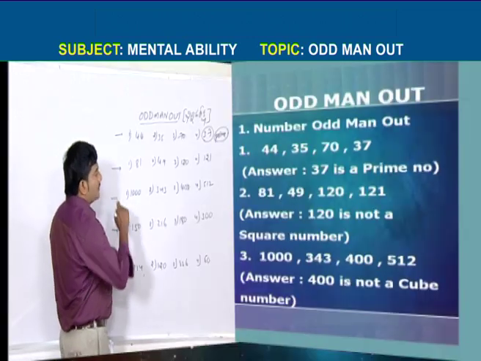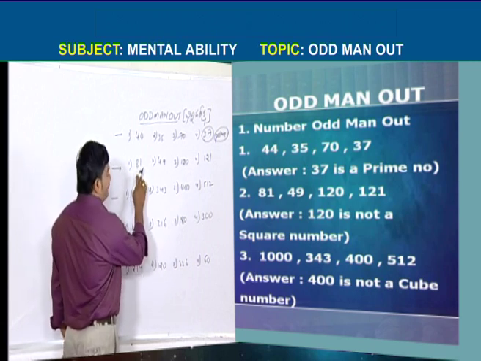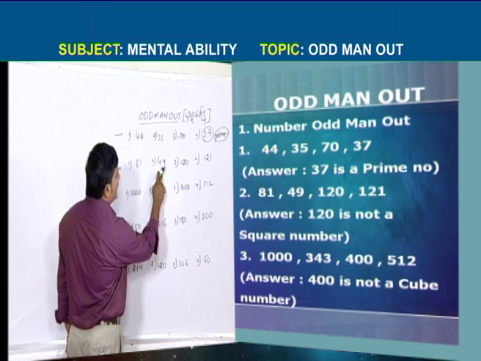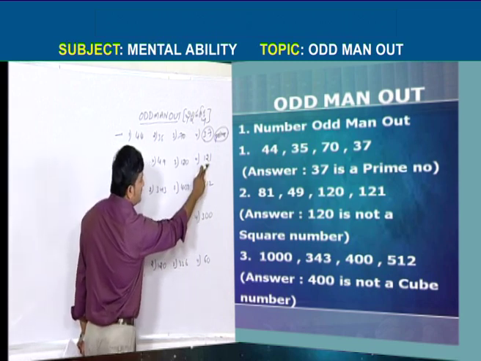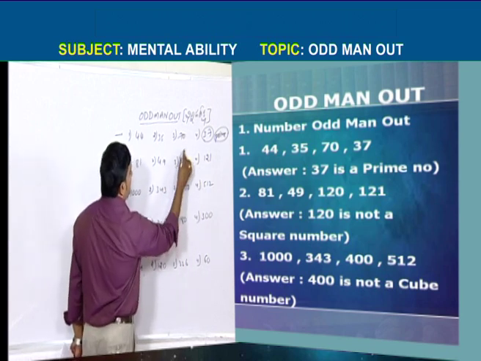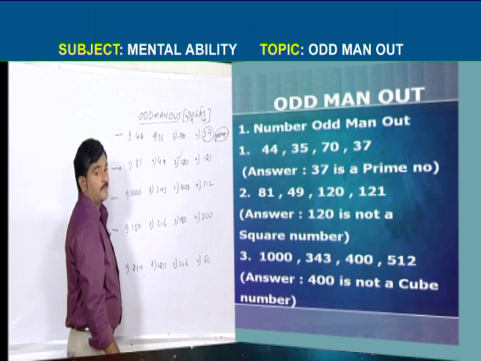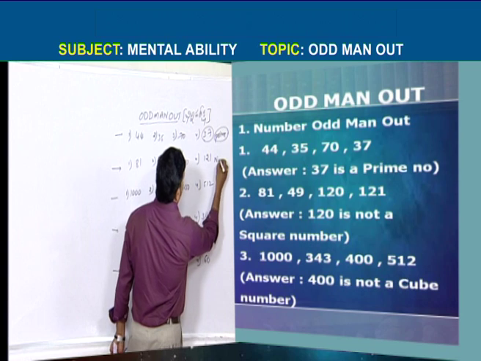Now the second question is very easy. 81 is 9 square, 49 is 7 square, 121 is 11 square. So these 3 are perfect squares, whereas 120 is not a perfect square. That's why the third one is the answer.